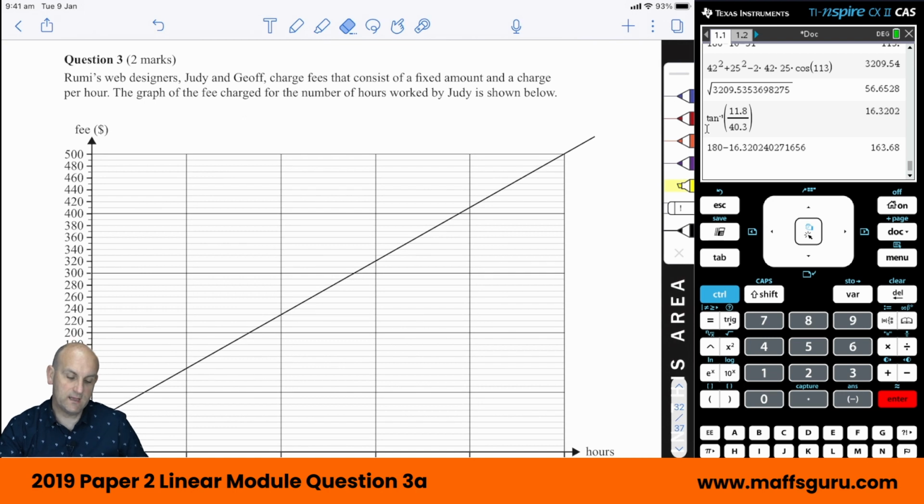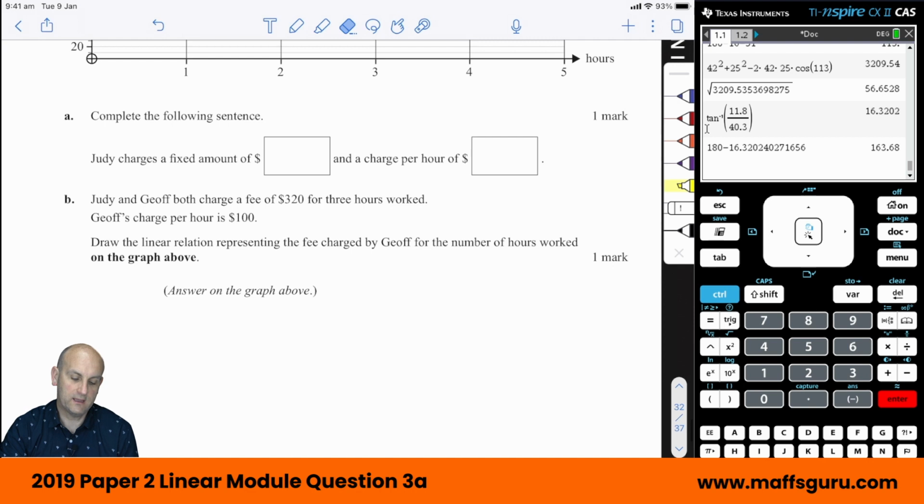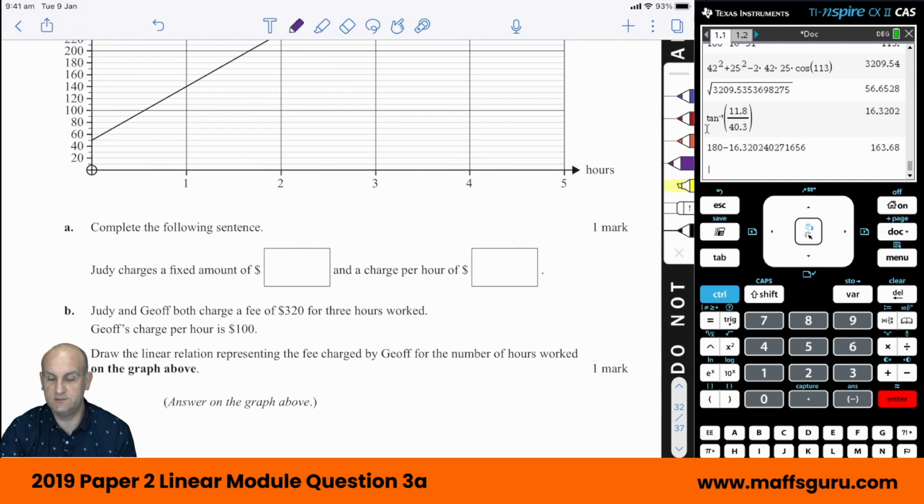Question 3, Rumi's web designers, Jeff and George, Judy and Jeff. Where did I get Jeff and George from? Judy and Jeff charge fees that consist of a fixed amount and a charge per hour. The graph of the fee charge for the number of hours worked by Judy is shown below. Judy, just Judy, remember this, just Judy. Complete, or judge Judy, moving on. Complete the following sentence. Judy charges a fixed amount. Well, the fixed amount in this situation or in these graphs are where the intercept is.